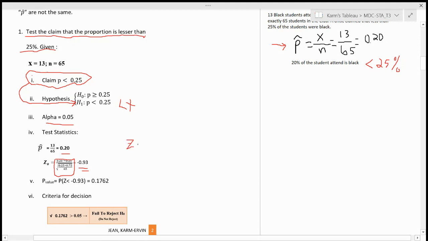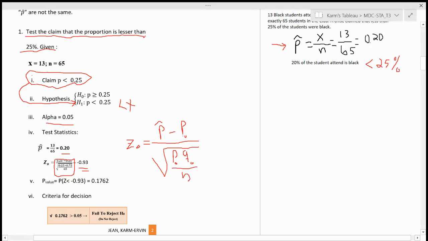If you don't remember the formula, it goes like this. Z sub 0 is equal to p hat minus p sub 0, divided by the square root of p sub 0 q sub 0 over n.